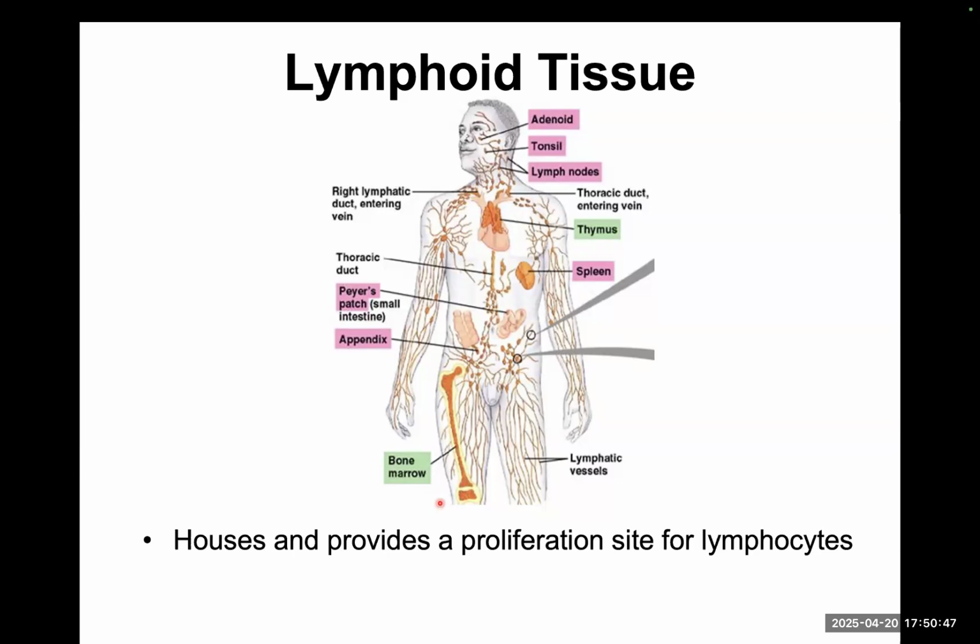So that's what these cells are doing, which is really amazing. They're gonna get out where they need to, and they fight the enemy. So they're able to do that, and it's very remarkable that they're able to move around your body like that. So it houses and provides a perforation site for lymphocytes. That's the lymphoid tissue. It furnishes a surveillance vantage point.